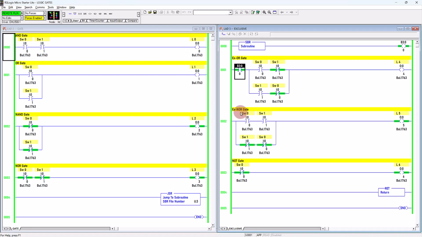Similarly for exclusive NOT OR gate. Okay, so it's almost similar to this exclusive OR gate. The only difference is the first round are normally open for both the virtual switches and the second round is normally closed. Okay, then the NOT gate, NOT means opposite. So this switch 0, if it is normally open, this one should be normally closed. NOT also can be treated like a close, so it is a normally closed virtual switch.